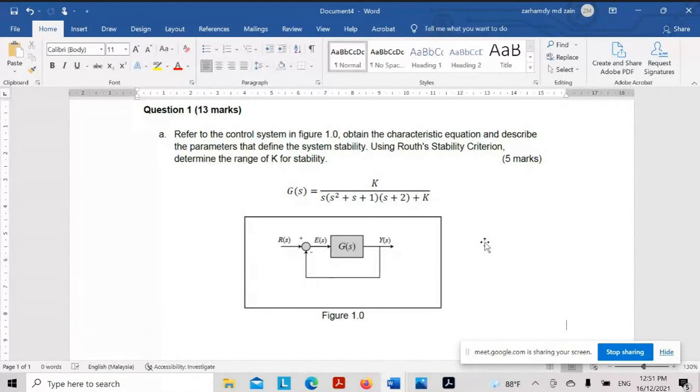Doctor, do we need to find B1 and B2 and C1? Yes, of course. You need to look for the values of B1, B2, C1, C2, and D. You should find those values, and then from those values you will get the range of K.